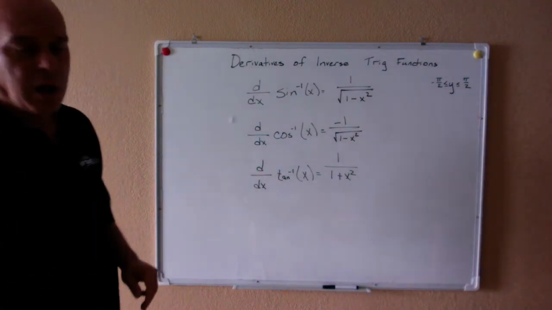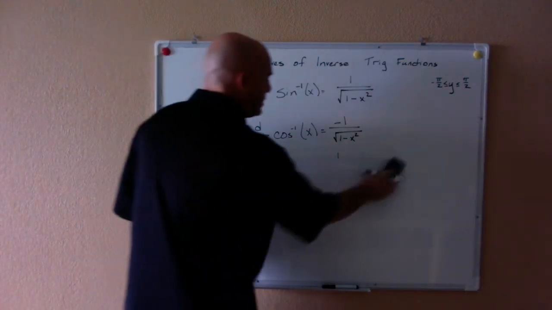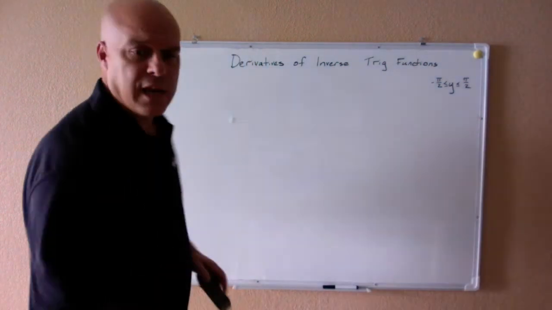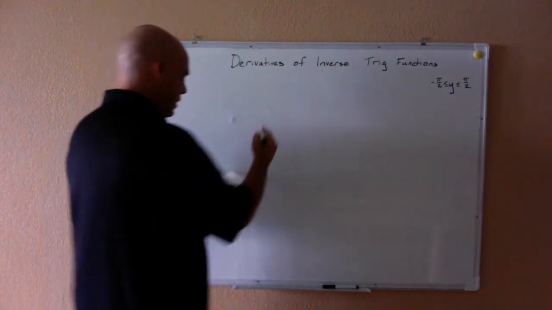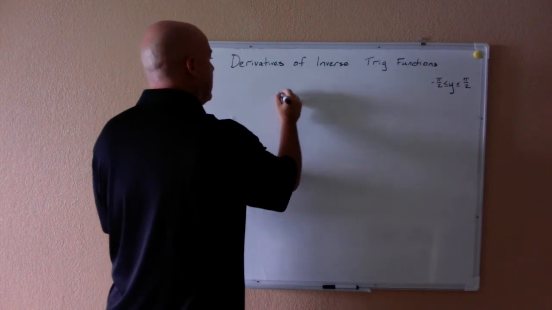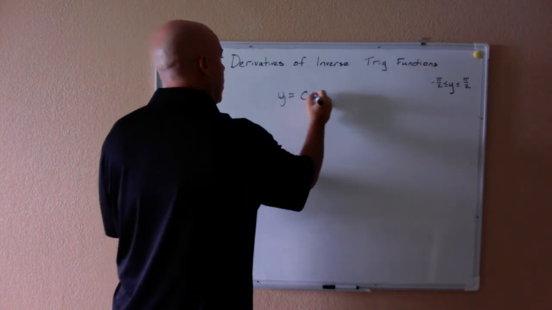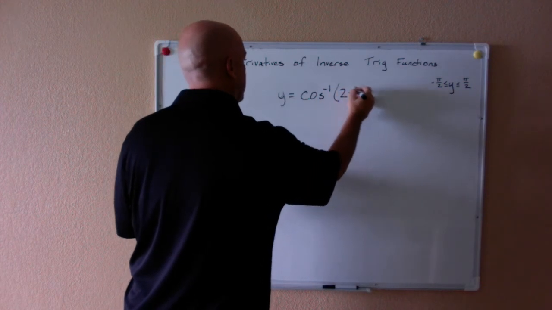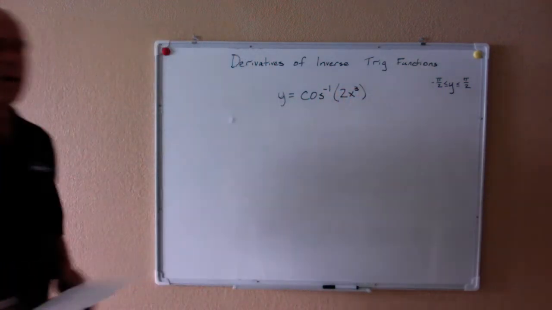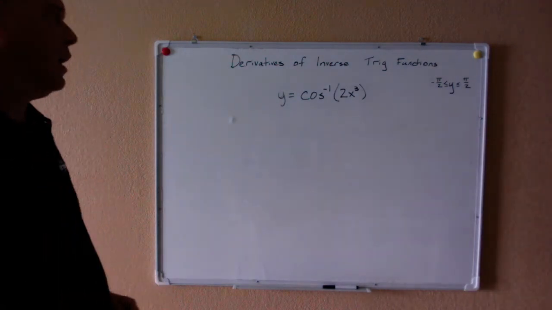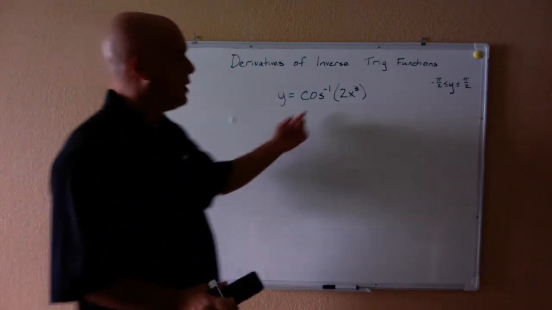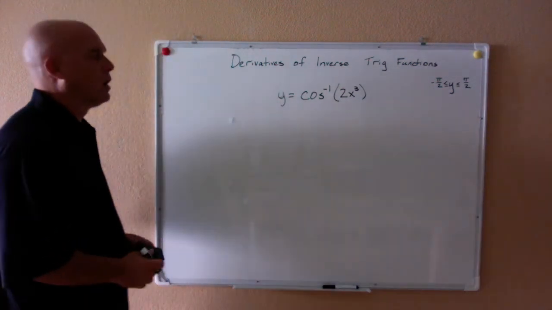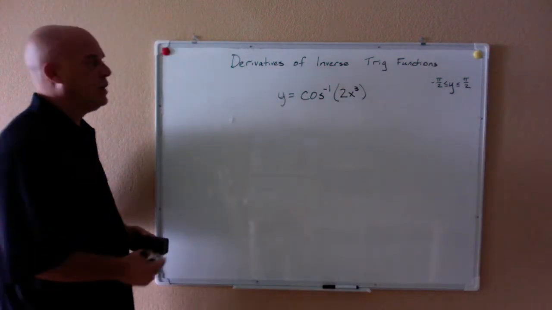Let's see if we can apply this really quickly. I'm going to take a function and say, let's say that we've got y equals the arc cosine of 2x cubed. Okay, this function is a function within a function. We've got an arc cosine function, and we've got another function inside of it. And so we're going to have to use the chain rule when we differentiate this thing.